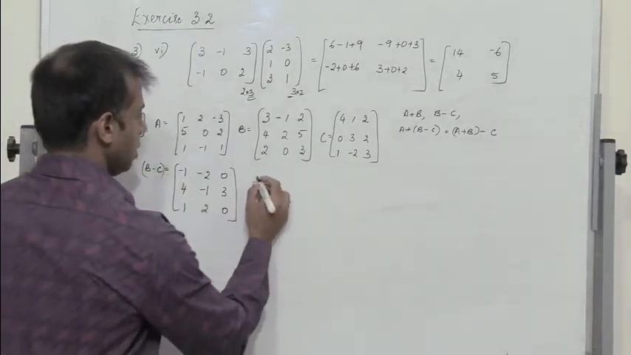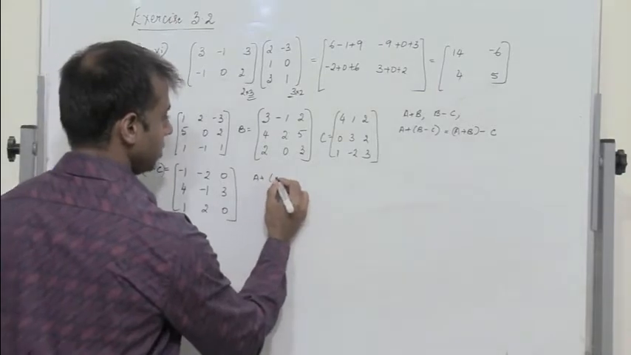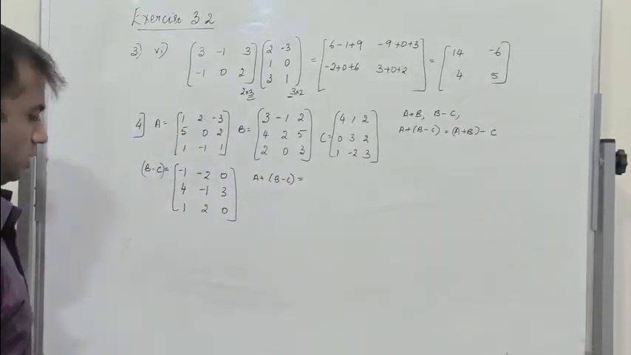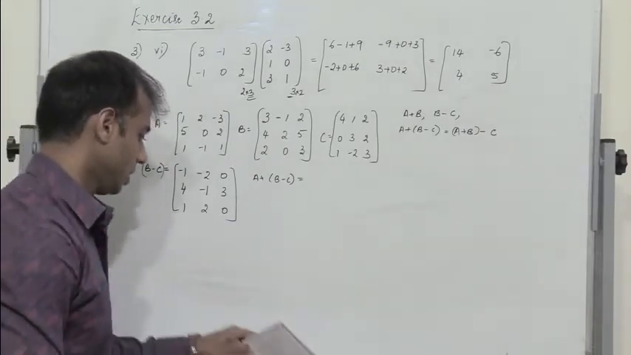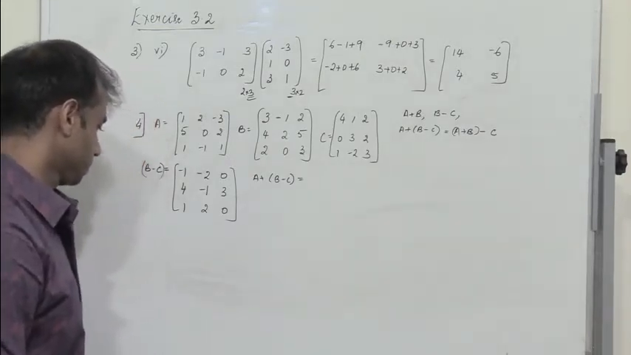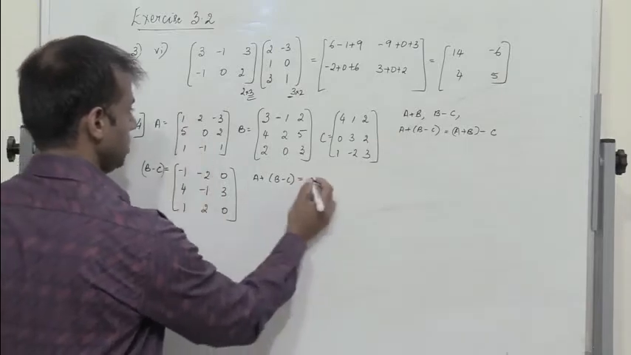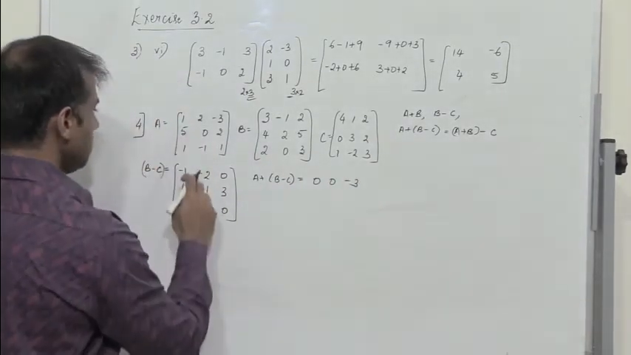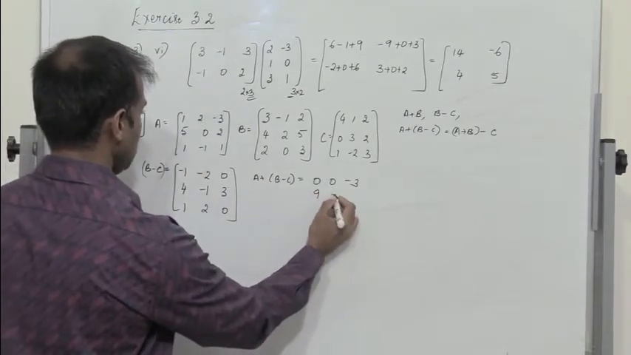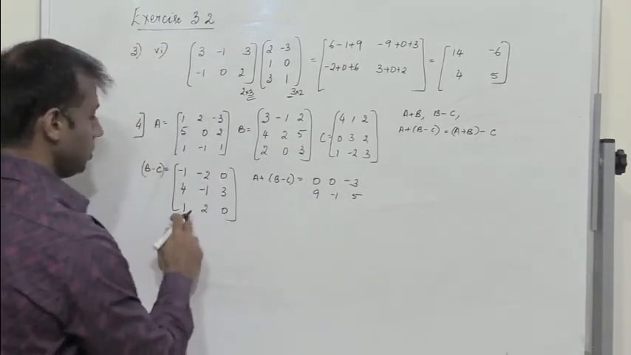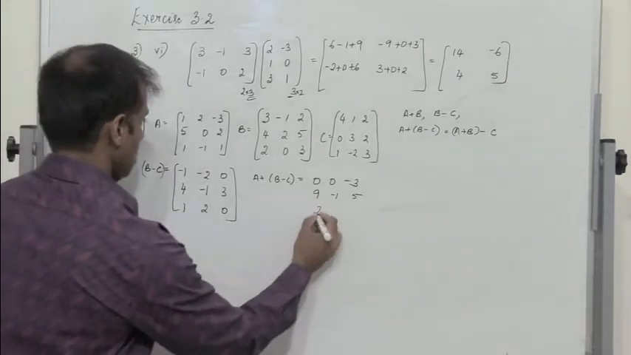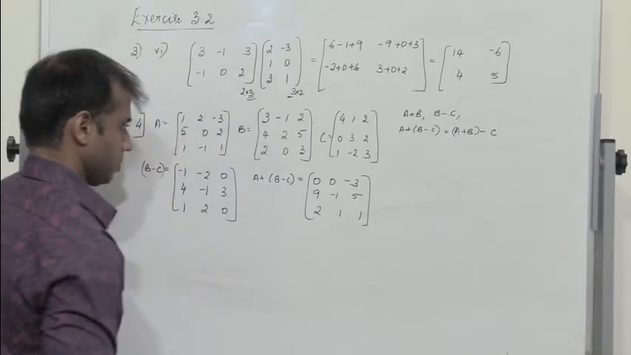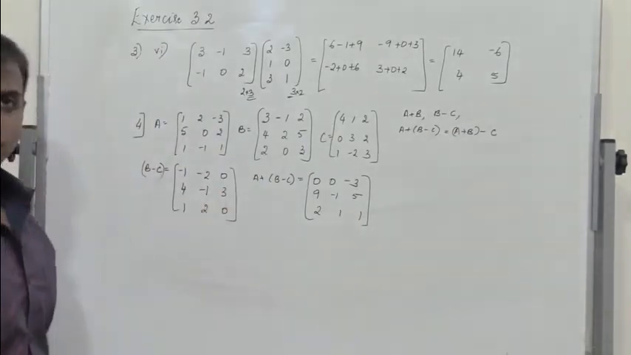So to this, let me add matrix A. So A plus (B minus C). When I add A plus (B minus C), what do we get? So we get 1 minus 1 is 0, 0 minus 3, 5 plus 4 is 9, minus 1, 5, and then 1 plus 1 is 2, 1, 1. Right? So this is the LHS.